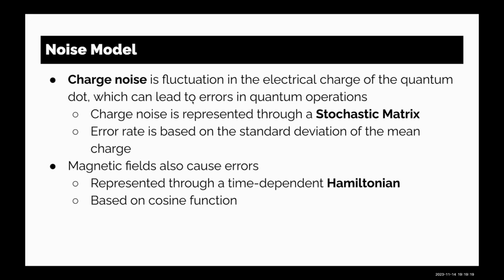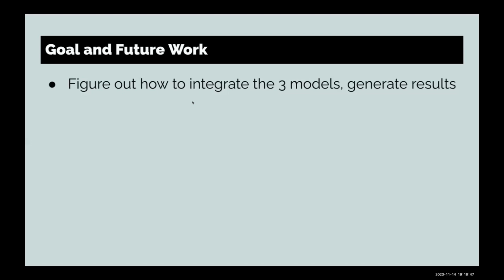We also represent the effect of a magnetic field on the quantum dot in our model. We represent the effect of the magnetic field with a Hamiltonian. A Hamiltonian is a mathematical operator that represents the total energy of a physical system. Our Hamiltonian is time-dependent, and it is based on the cosine function to represent oscillations in energy. So we will be implementing our noise model on top of both our quantum key distribution system and our quantum dots.